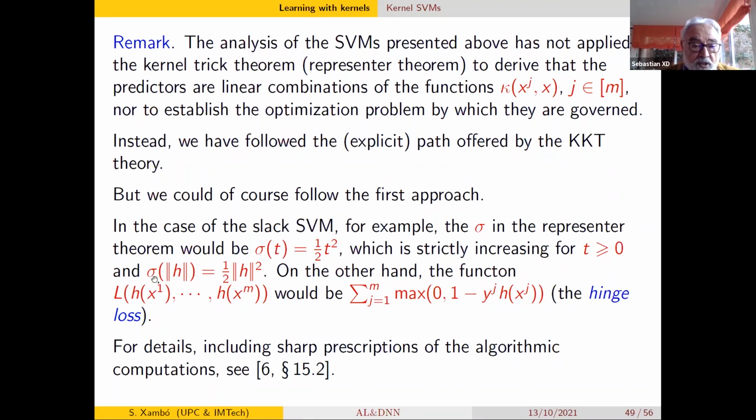And so the sigma of h, or norm of h, would be 1/2 of the norm of h squared, which is the usual one in that setting. On the other hand, the function in this case would be the maximum of 0 and 1 minus y_j h(x_j), which is the hinge loss. It is called the hinge loss.